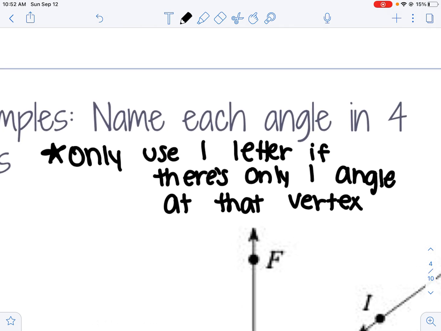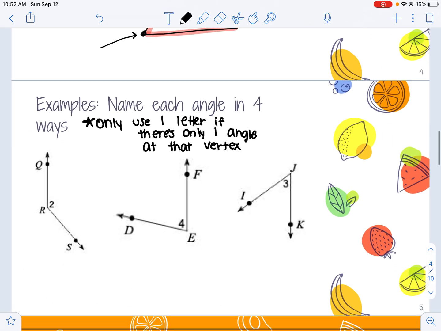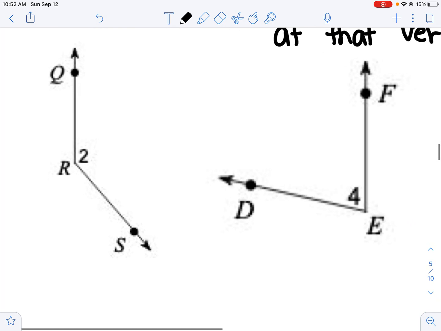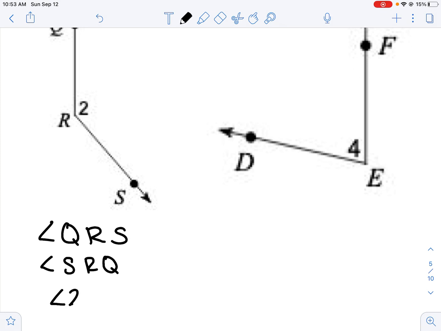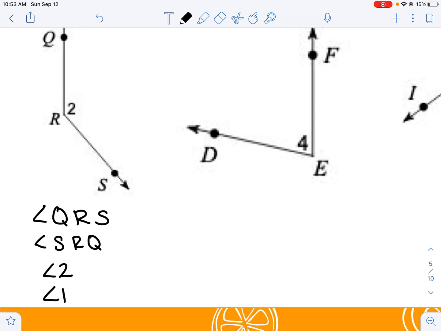Quick note, we're only using one letter if there's only one angle at that vertex. So when I look at this, I've got angle QRS is one option. I can reverse that and do SRQ. I can also do angle 2, and I can do angle R.